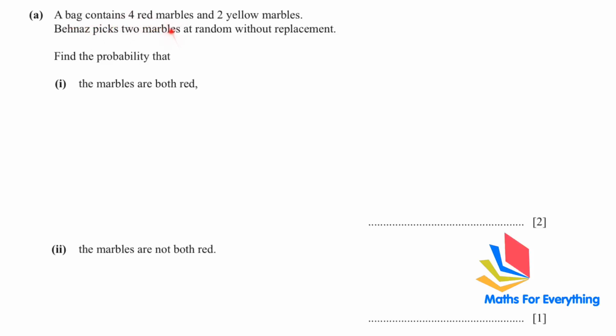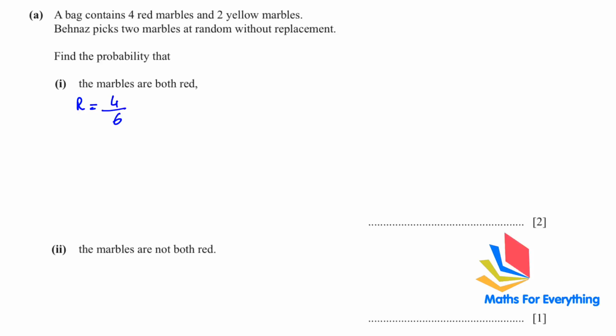Question number 8. A bag contains 4 red marbles and 2 yellow marbles. Benas picks 2 marbles at random without replacement. Find the probability that the marbles are both red. What is the probability of red? 4. How many total marbles are there? 6. So this is the probability of red.